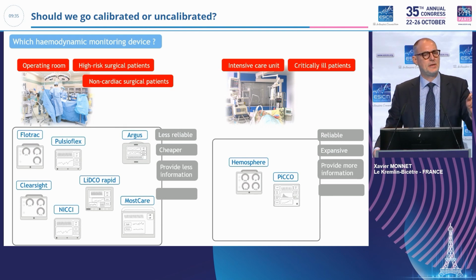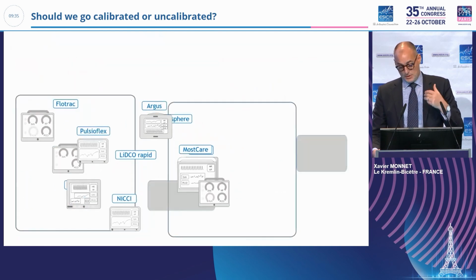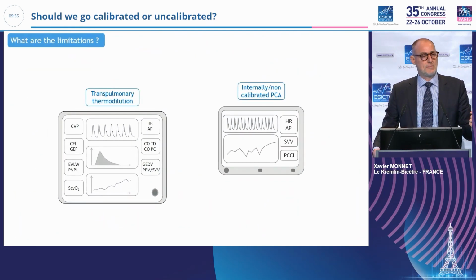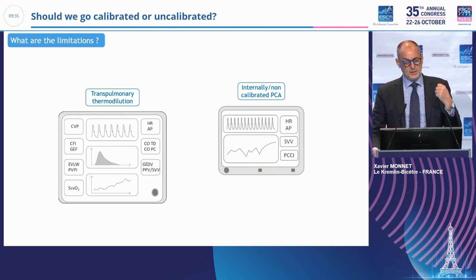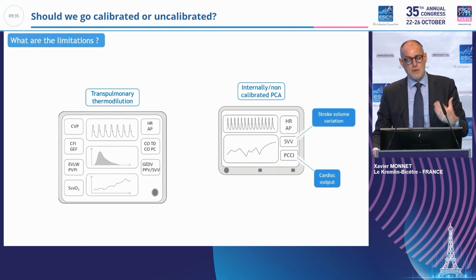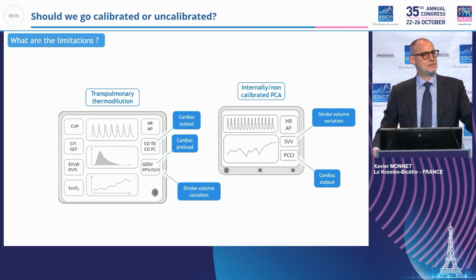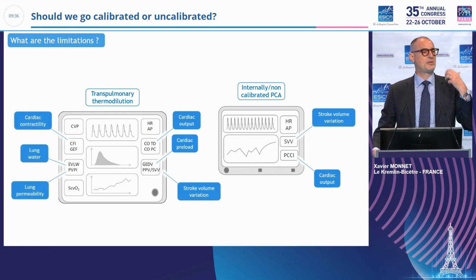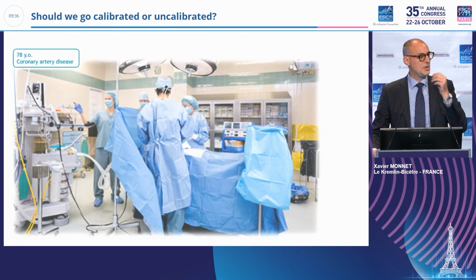More importantly, they do not provide the same amount of information. If we take just the example of transpulmonary thermodilation and non-invasive, non-calibrated devices, with these devices, you only have cardiac output and stroke volume, while the other ones, as you know, provide in addition an estimate of cardiac preload, of lung water, of lung permeability, of cardiac contractility. So they do not answer the same questions.